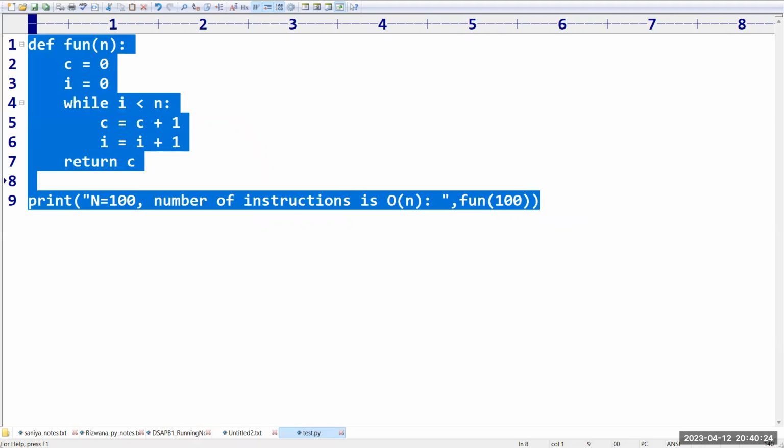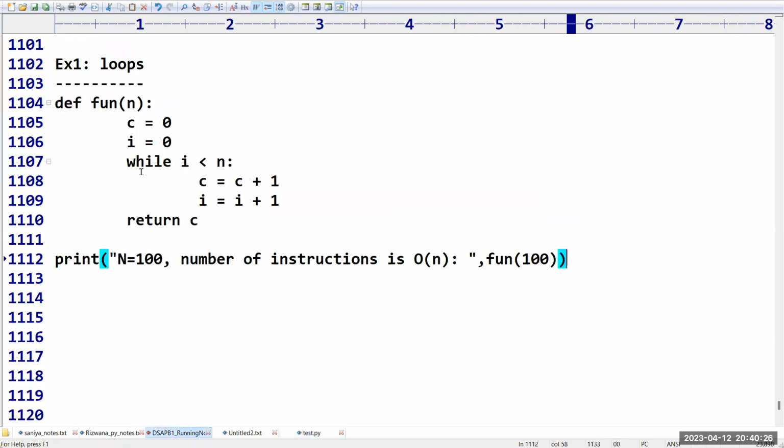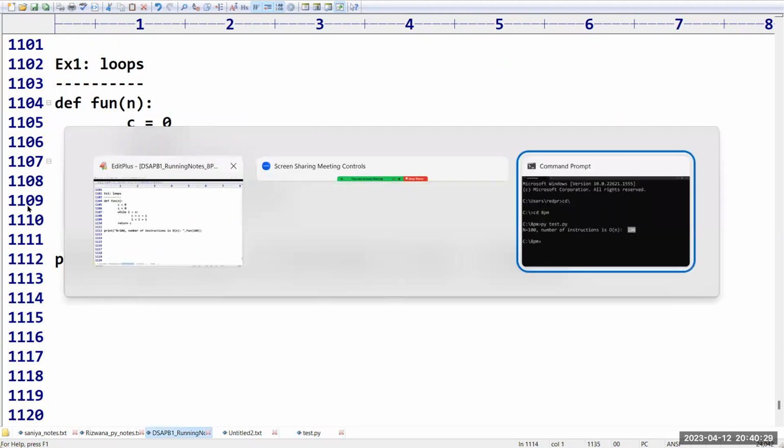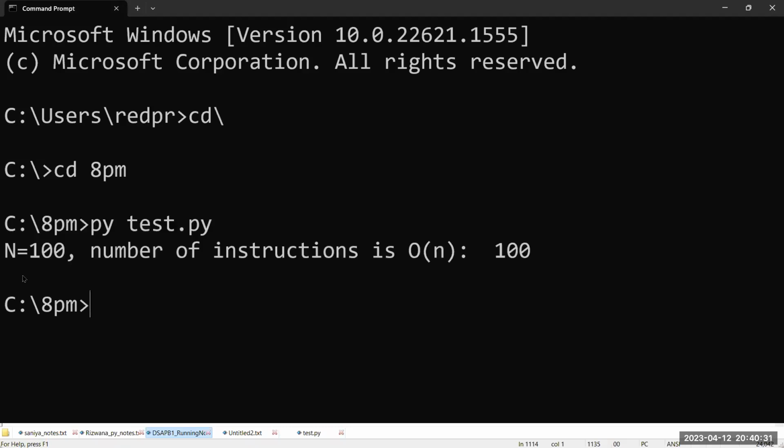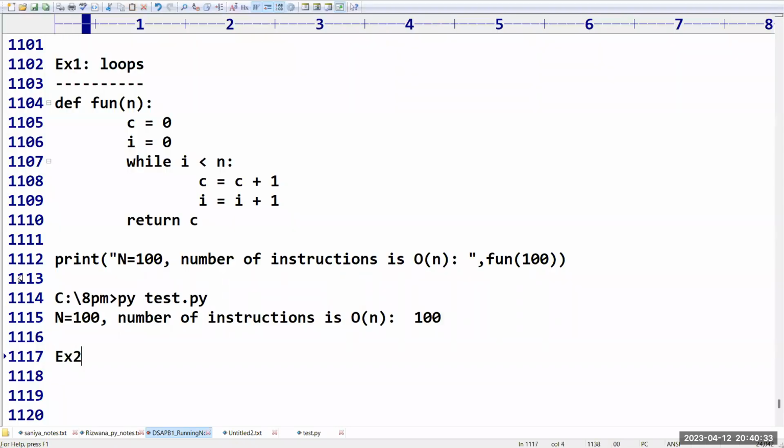So this is nothing but the first example we have here: by using a loop, how we are able to calculate these things. Second example, I want to apply nested loops. In this, one scenario is there. Let us see how it is going to work.